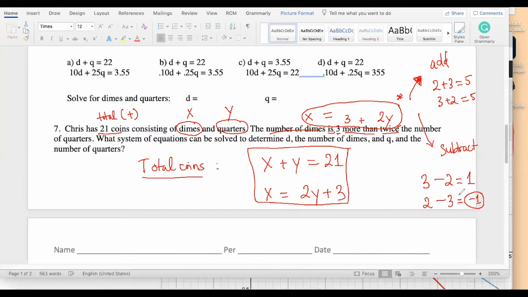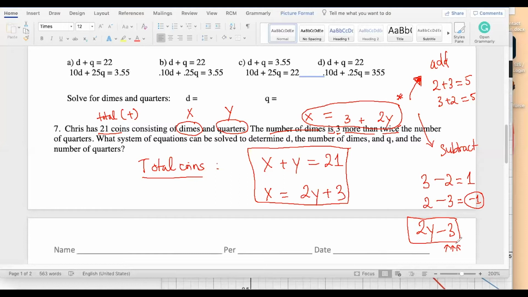So whenever you subtract, make sure you always put it in the back. For example, if we have less than, then you might want to write 2y minus 3. Keep that in mind. Whenever you subtract, the number will go in the back. I hope that you get that.